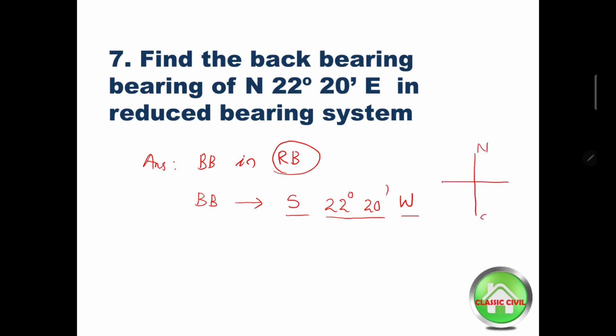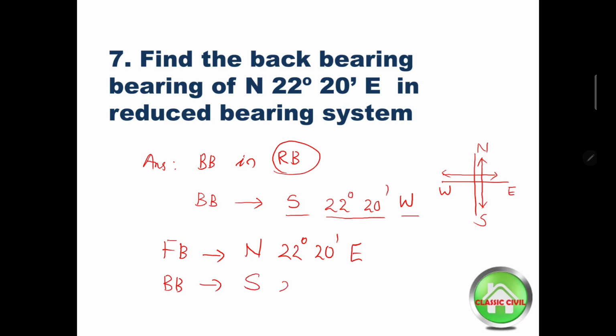Here is north and here is south, here is east and here is west. Just interchange the north into south and south into north, west into east, east into west. Here the forebearing is north 22 degree 20 minute east. Then the back bearing is just change north into south. The angle is same. Then change east into west. Therefore, the answer is south 22 degree 20 minute west.